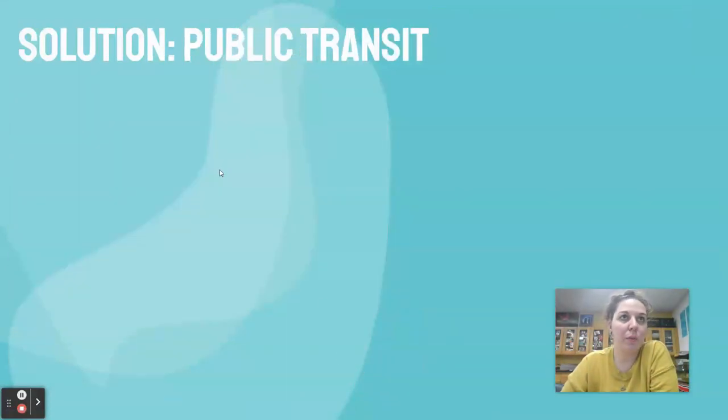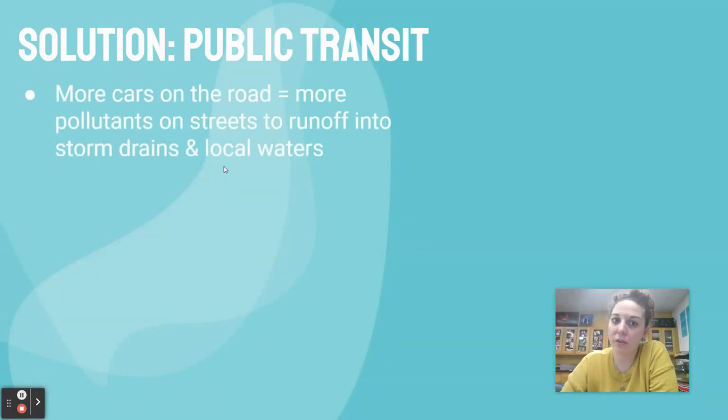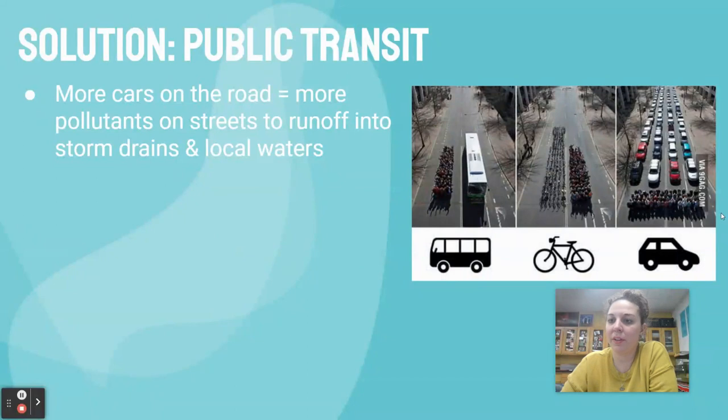So next solution would be public transit. More cars on the road equals more pollutants on the street. This is a really good diagram here. You can see this group of people right here take up all that space if every single one drove their own car. But if the same amount of people were to ride a bus, much less traffic.